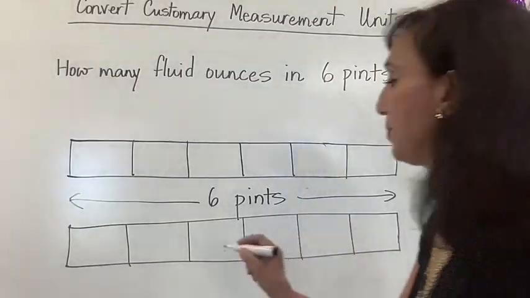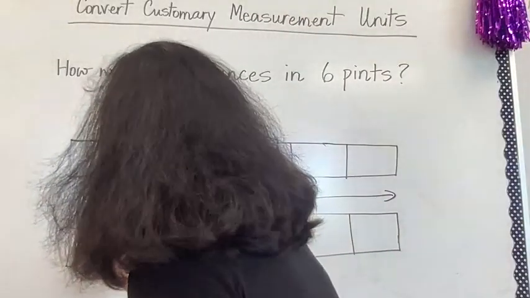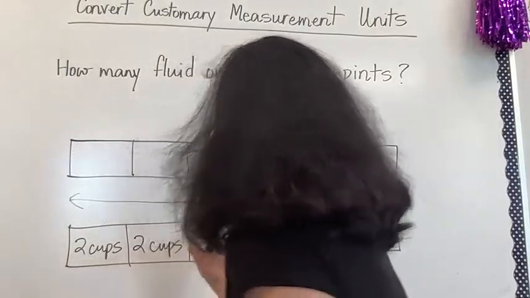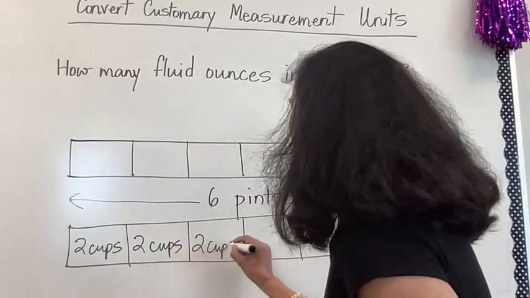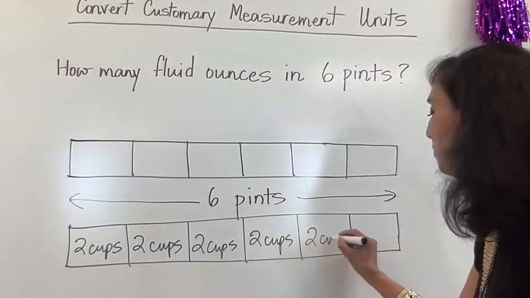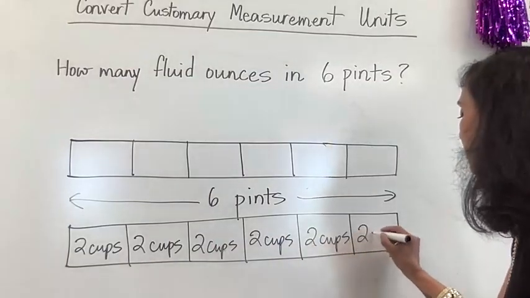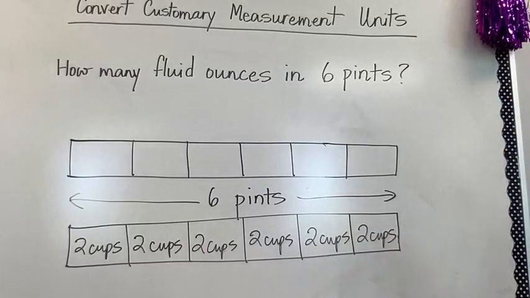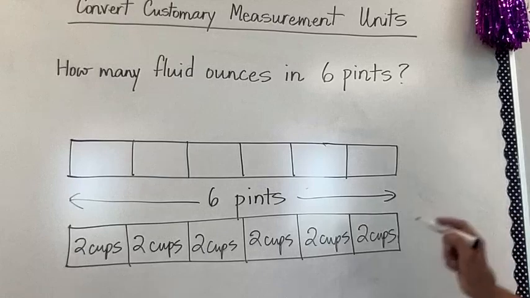So within each pint, what do I have? I have 2 cups. Okay, so 2 cups within each. So 2 cups and 2 cups and 2 and 2 and 2. All right, so that is now as cups. My 6 pints has so many cups in there. And then I know that for every 1 cup there are 8 fluid ounces.